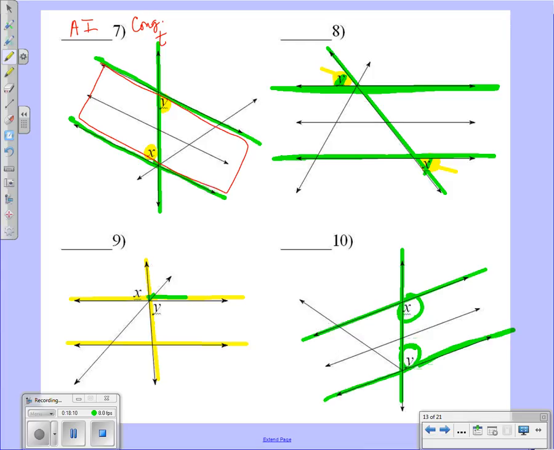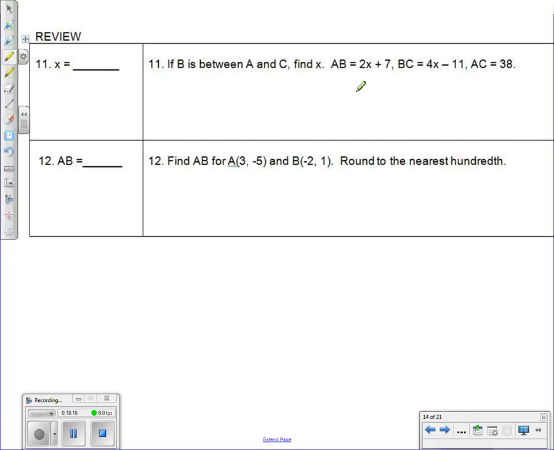Number 11 and 12, they are review problems. Draw your picture for the B is between A and C, label it, and then solve. 12, I will give you a helpful hint. Whenever you see two letters together, that means you're looking for a length, okay? And if you're looking for a length between 2 points, you are going to use the distance formula.